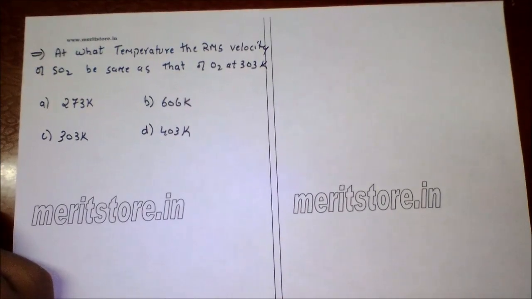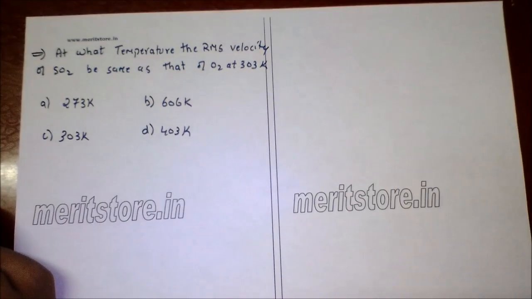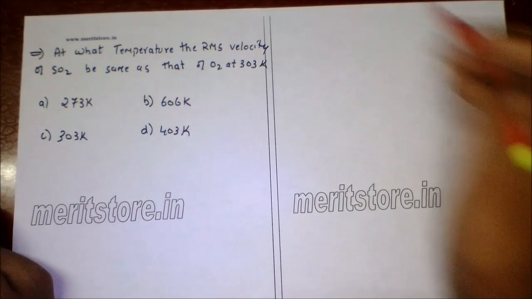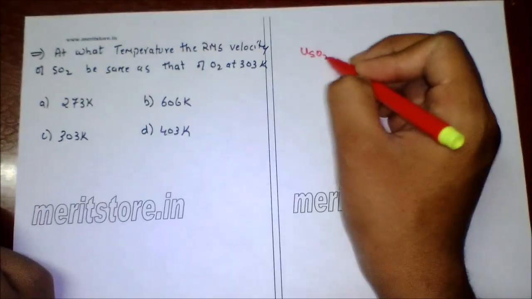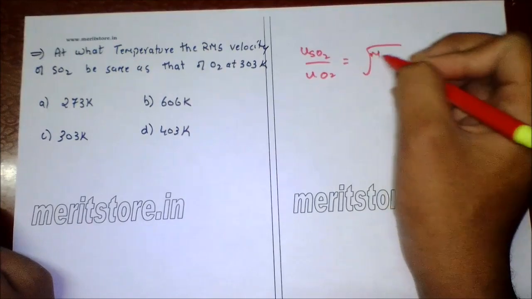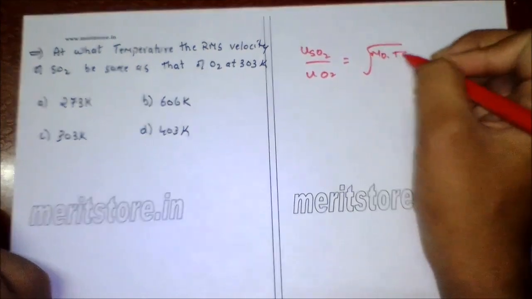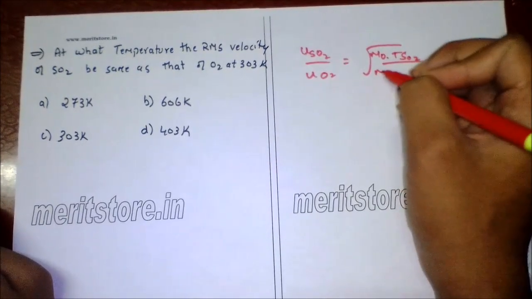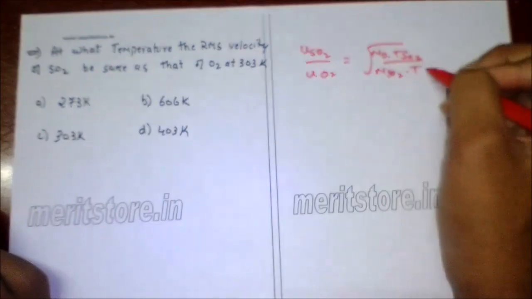At what temperature will the RMS velocity of SO2 be the same as that of oxygen at 303 Kelvin? So RMS of SO2 divided by RMS of oxygen is equal to root of (molecular mass of oxygen × temperature of SO2)/(molecular mass of SO2 × temperature of oxygen).